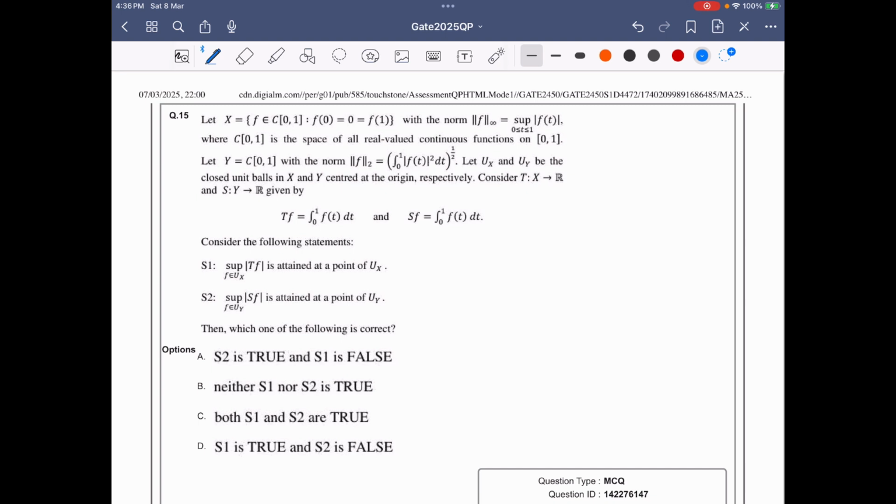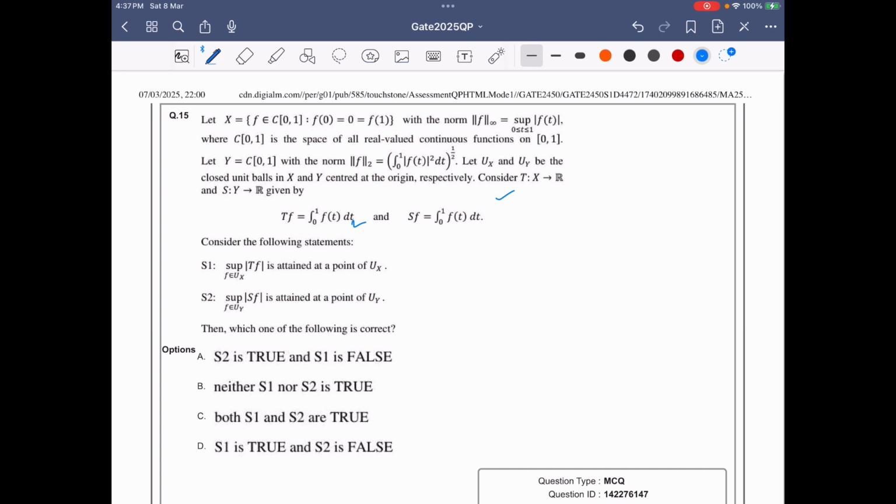So let's read this problem. Two sets are given, x and y, and two different norms, one is infinity and another is 2. Ux and Uy are respective closed unit balls in x and y centered at the origin, and two functionals have been considered on x and y, which are defined by these two equations, which are both the same but the domains are different. And two statements are given to us, and we are asked to check which statement is correct.